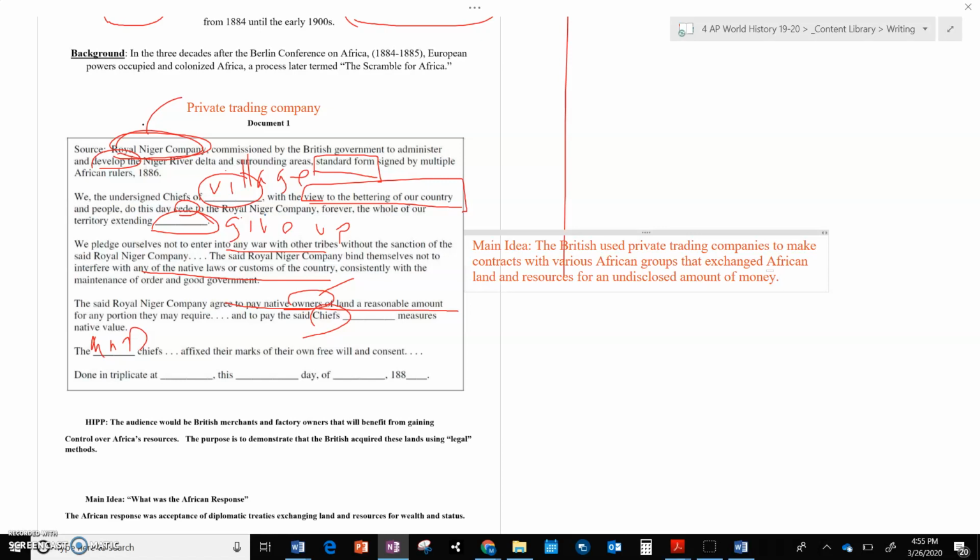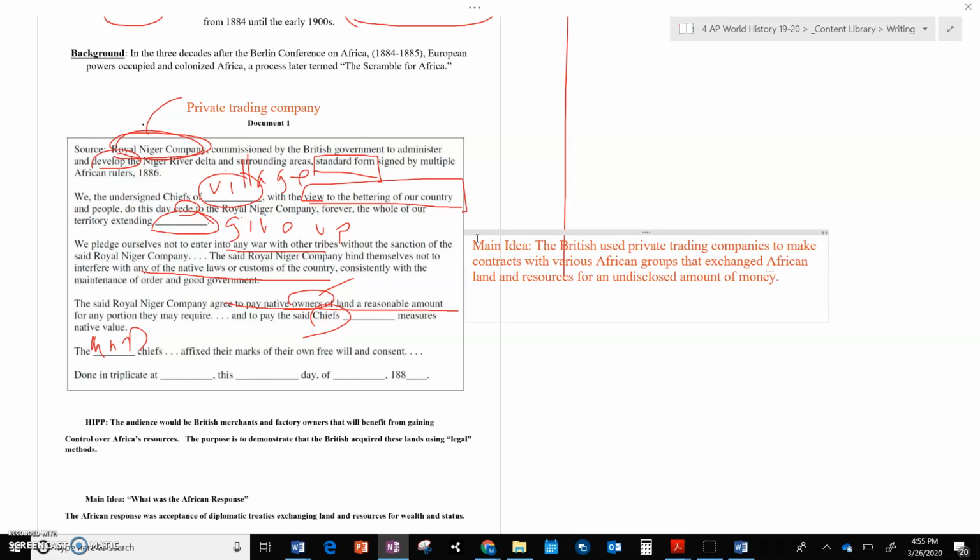That is what this document is. It tells you that there's a contract. It was made by a private trading company. Various African groups signed it, and in exchange the land and resources in that land for some amount of money. Now, if you want to add your own opinion or inferences on top of that, that's where you're getting into interpretation and argument development.